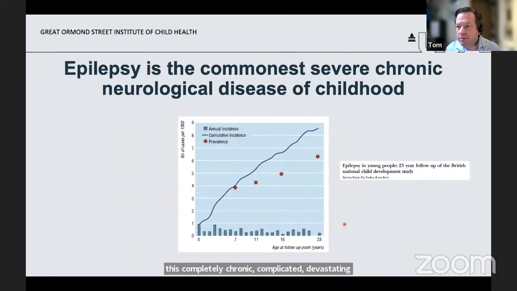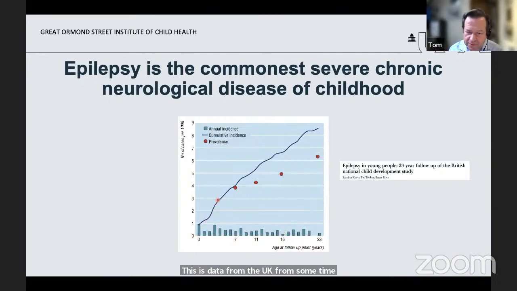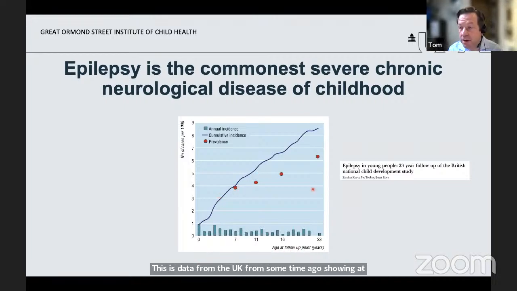And one of the big areas around this traditionally has been around epilepsy. Epilepsy is the commonest severe chronic neurological disease of childhood. This is data from the UK from some time ago, showing the cumulative incidence in this purple line with increasing age of a diagnosis of epilepsy. So by the time you hit adulthood, it's nearly 1% of people will have had a diagnosis of epilepsy. So it's very, very common.